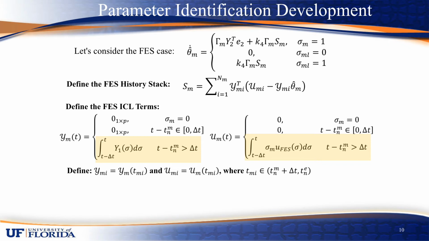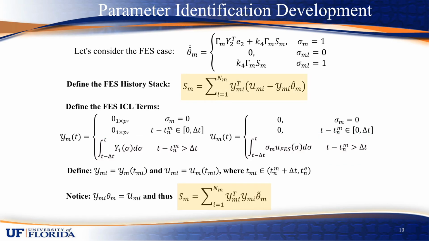Thus, the history stacks include prior input and output data. And an important observation is that the highlighted terms are equivalent. The term on top is the implementable version of the history stack, and the term on bottom is the non-implementable version that is used in the stability analysis.